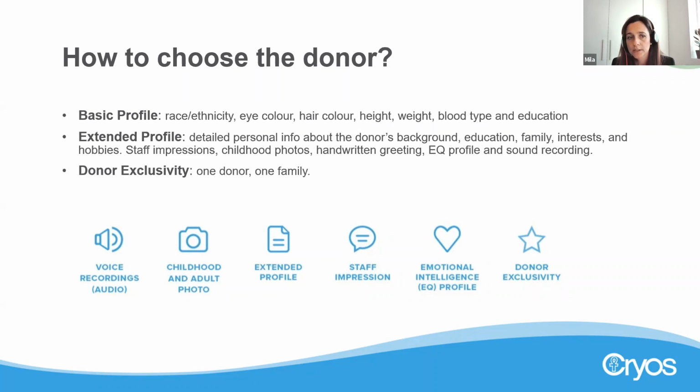And we want to make sure that we also have the basic profiles available and that people know about those. The extended profile provides a lot of information about a donor. We do an extensive interview with the donor. We have childhood photos and handwritten messages from the donor, a lot of information about their education, their family, their interests, memories from childhood, just to give you a sense of who the donor is, and if you really like the person the donor is.